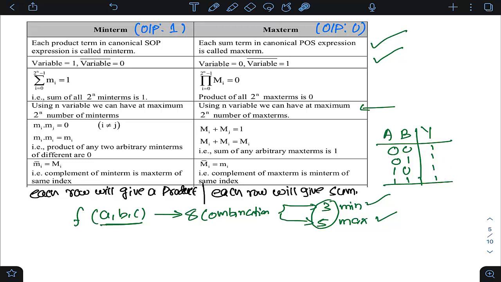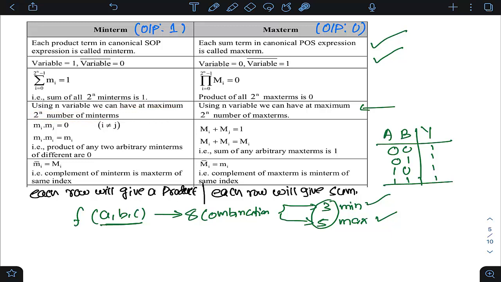In a 3 variable case, at max, how many min terms are possible? 8. Because in a 3 variable case, you have 8 input combinations. And if all 8 input combinations produce 1, you get the maximum number of min terms. So in general, using n variables, we can have at max 2 power n number of min terms.